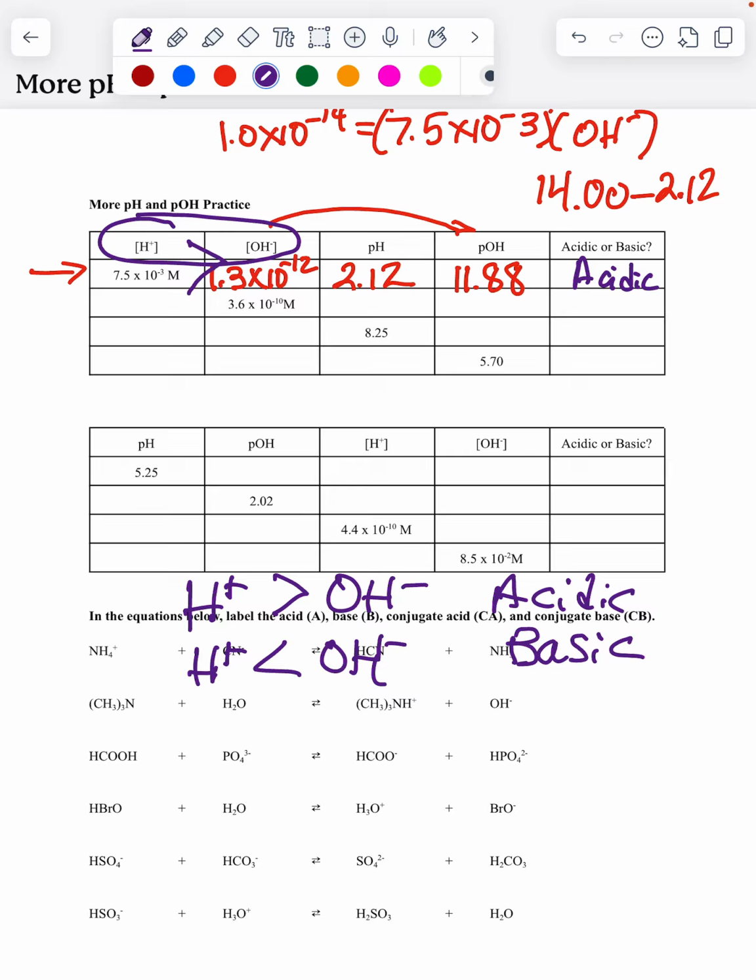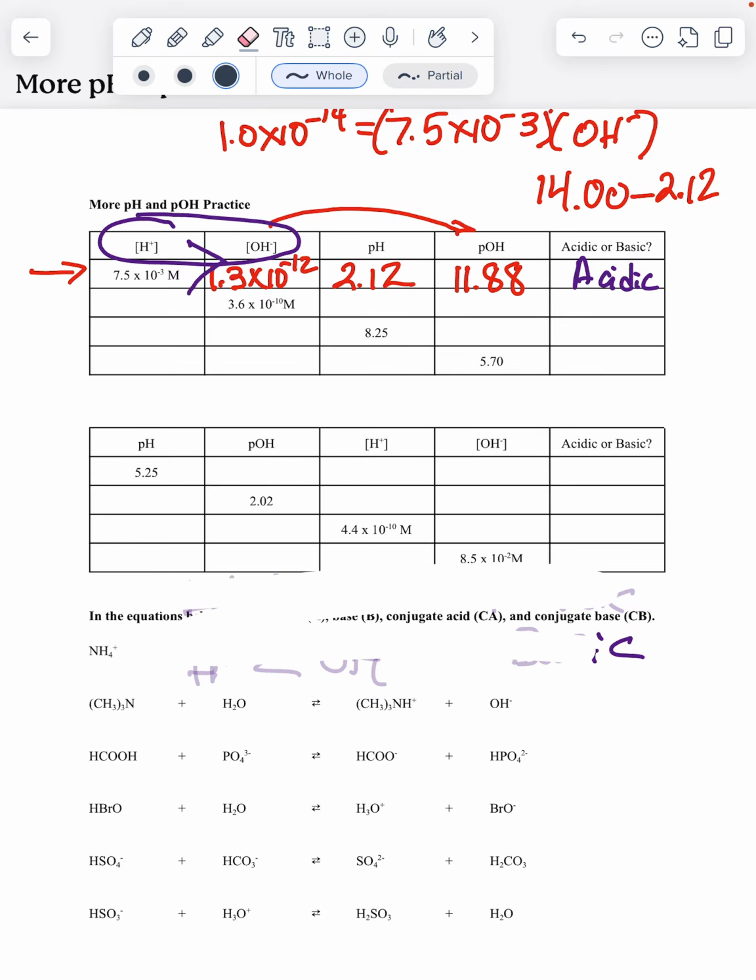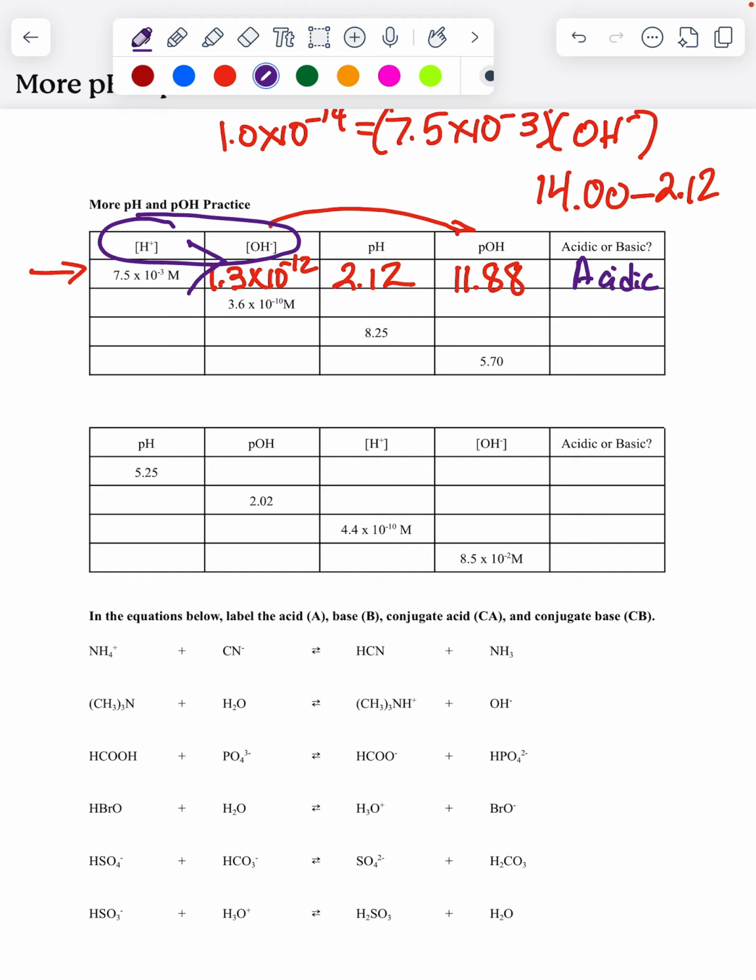And then I gave you another table to practice on. It's basically the same thing, okay? Now at the bottom, let me erase this stuff here. At the bottom, I just want you to review acid, base, conjugate acid, conjugate base. Recall that on this side, on the reactant side, they're just acid and base. On this side, they're conjugate acid and conjugate base.